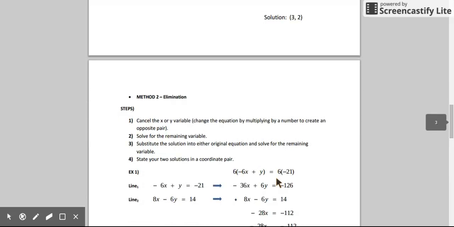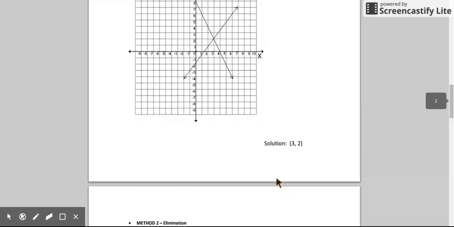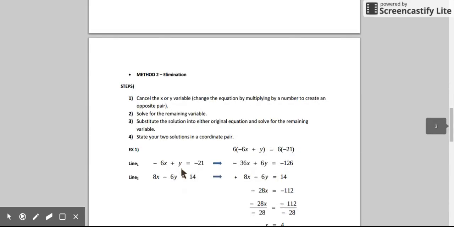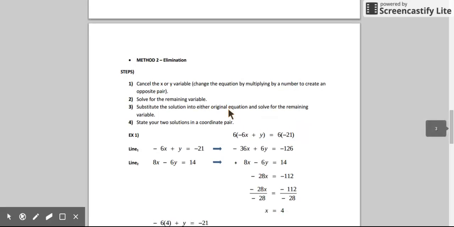Oftentimes, graphing is not the best way. Sometimes you're given numbers that fall outside of a 10 by 10 grid. Other times when you're doing applications of systems, you're dealing with large amounts of money or large populations, in which case graphing is not necessarily the easiest way. So we need some algebraic methods. There are many other algebraic methods to do this. I'm just going to focus on the elimination method in this video.